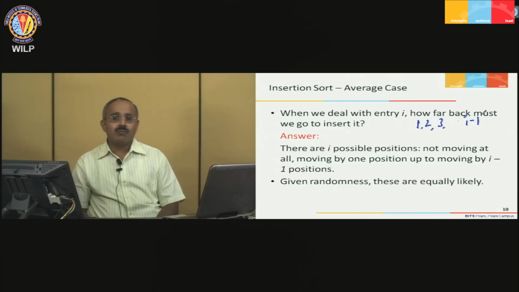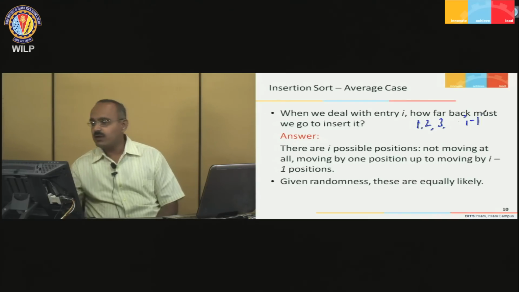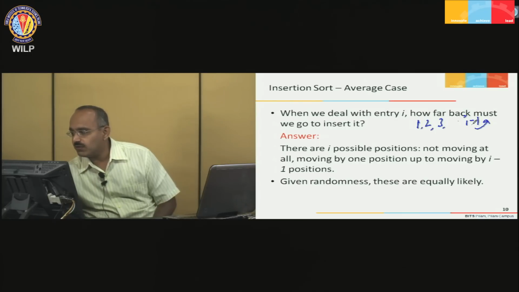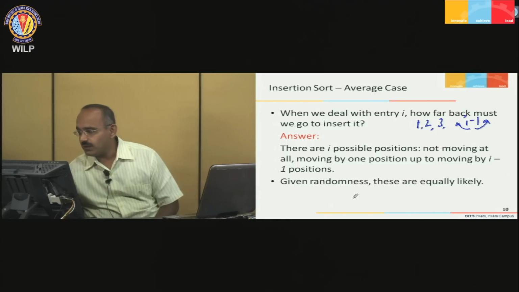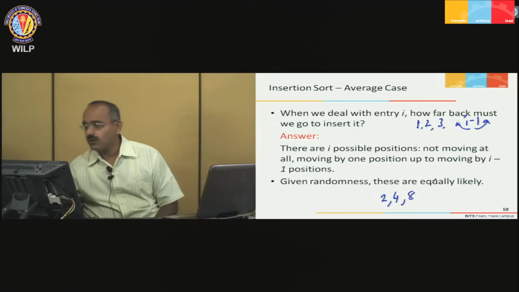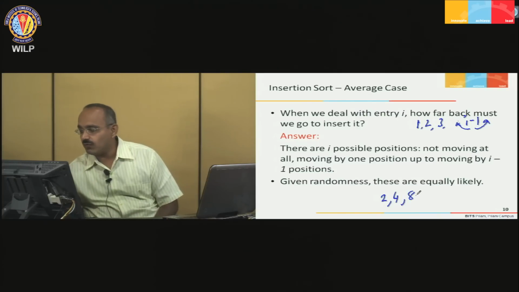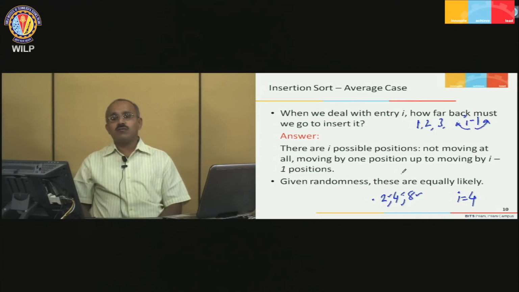Now, there are i possible positions that this can go to, correct. If it is bigger, it will go here. If it is less, it can go here, or here, or at the most it can go here. So, there are i possible positions. For example, if my keys were 2, 4 and 8, and the next key was 9, it could go here. If it was 6, it could go here. If it was 3, it could go here. If it was 1, it could have gone here. So, if I am looking at i equal to 4, it precisely has 4 positions, and it could go to any one of these 4 positions.